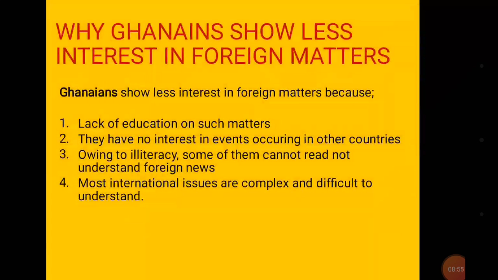It has been observed that Ghanaians in general show less interest in foreign matters. They are not so much concerned about foreign matters. And some people are of the view that it is not a good thing to do. Yes, it is not a good thing to do. But why do Ghanaians show less interest in foreign matters?